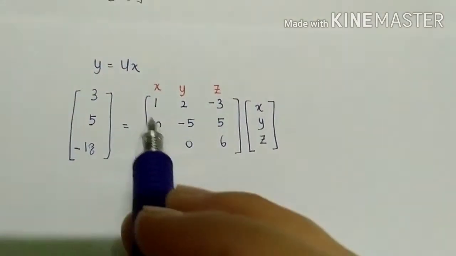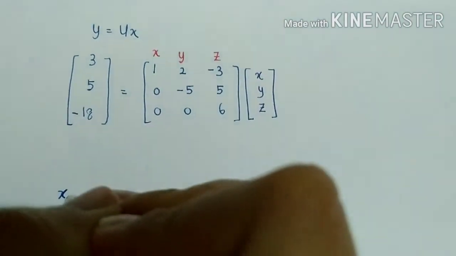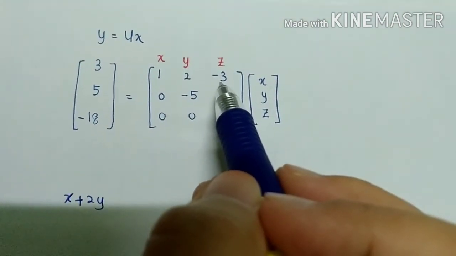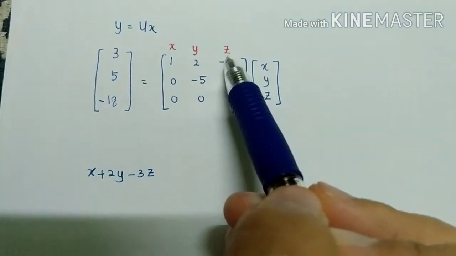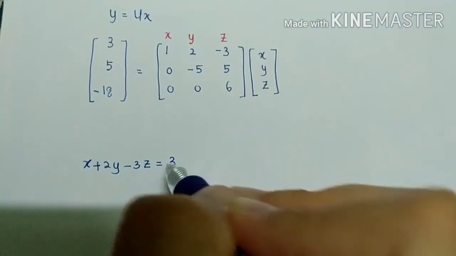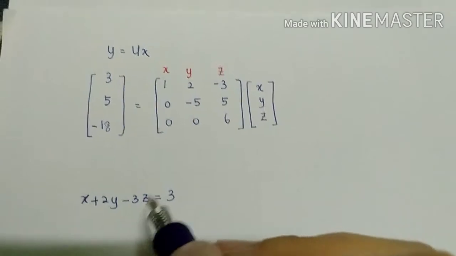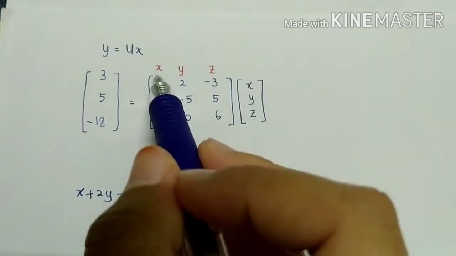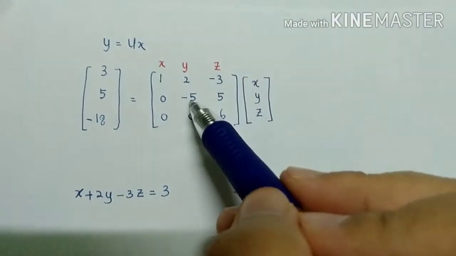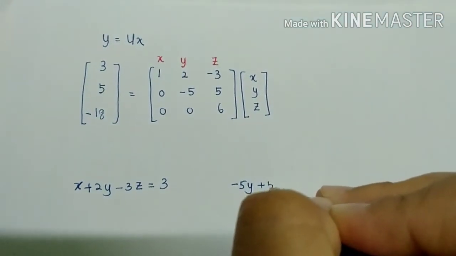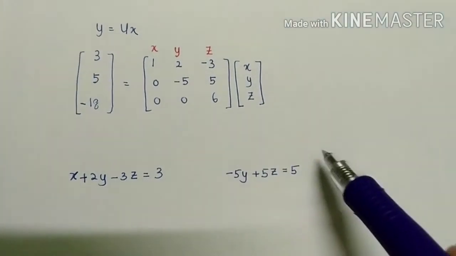So from the first row, we have 1x plus 2y, because here is positive 2, and then minus 3z. So 1x plus 2y minus 3z is equal to 3. This is our first equation. We cannot solve it yet because we have 3 unknowns here. We proceed to the second equation. We have 0x minus 5y; 0x we don't have to write. So we proceed with minus 5y plus 5z is equal to 5. This is our second equation.